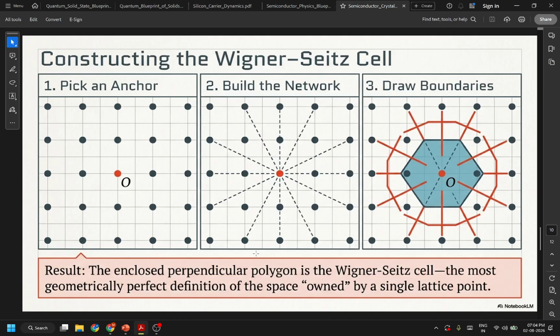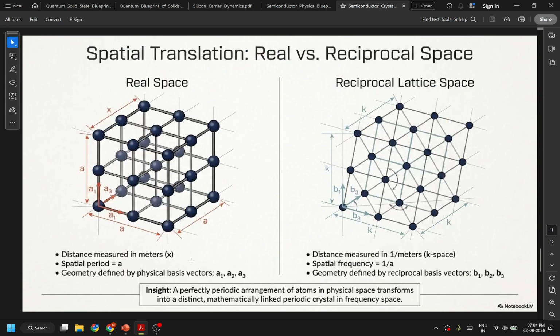So it is the most geometrically perfect definition of the space owned by a single lattice point. So now we come to real versus reciprocal space. The real space is the actual physical space defined by the atoms and their positions. Here the distance is measured in meters, the spatial period is defined as a, and the geometry is defined by the physical basis vectors a1, a2, and a3.